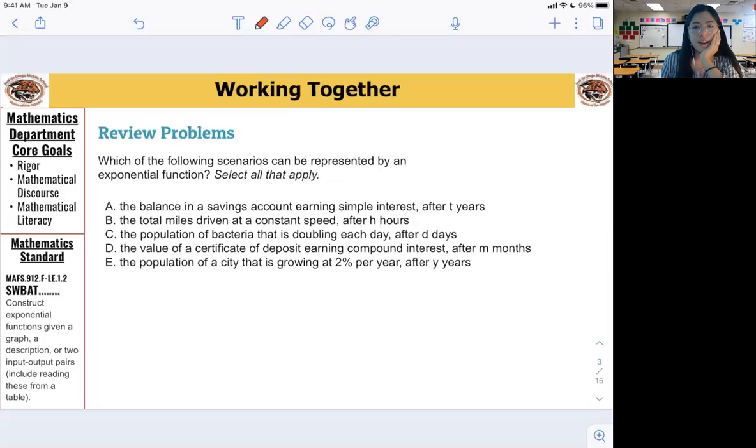After a certain amount of years. Okay, after a certain amount of years. Does that tell me about exponential growth though? No, because after a certain amount of years can be linear as well. So that doesn't really help us out too much, but keep going, keep looking.